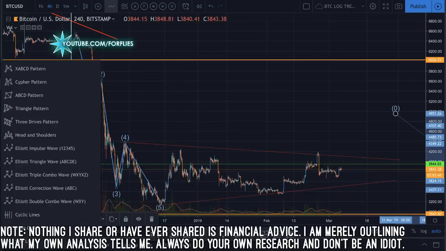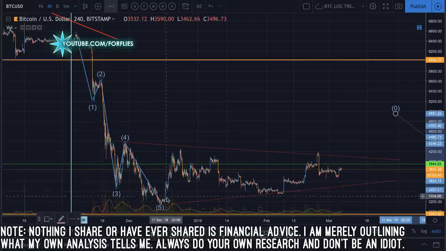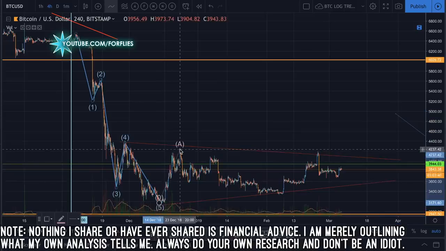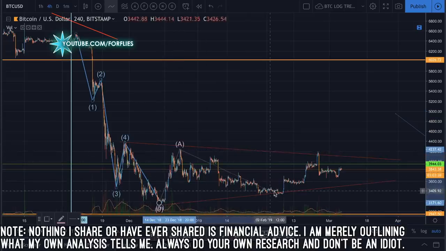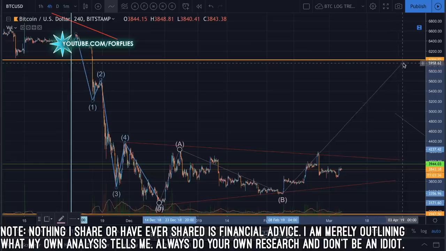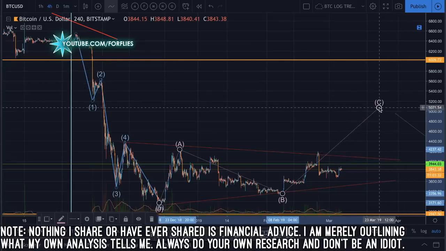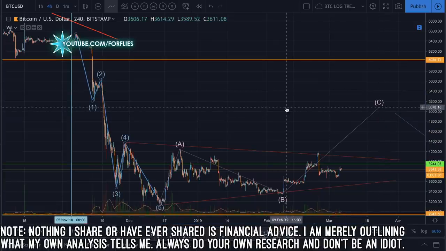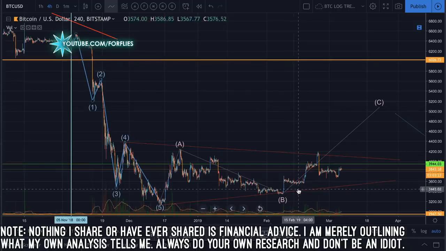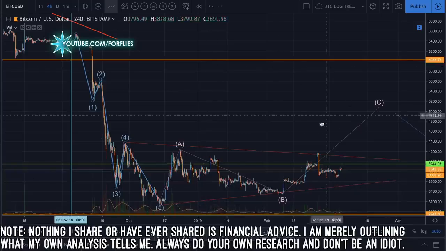Now moving over, we have the ABC correctional wave, and this is much the same: up to wave A, to B, and then to C, which would be around, sorry, I massively overshot that, which will be around about here. Now, we've plotted the Elliott wave, in both cases here, the impulse wave and the correctional wave. Now, we are still on the trajectory for this ABC correctional wave.